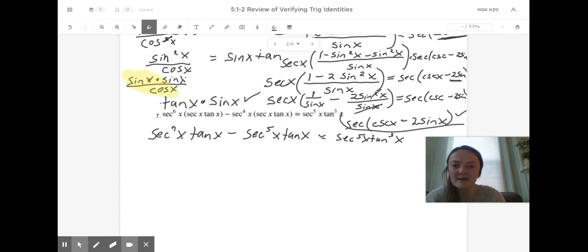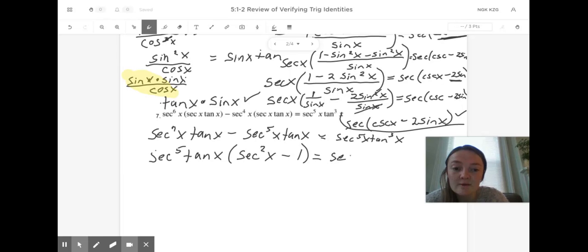All right, so I'm going to go back to the first time I learned about greatest common factor, and I'm going to find the greatest common factor in both of these terms. The greatest common factor that I'm seeing is secant to the 5th times tangent. So we're going to pull that out. And what's left on the inside is secant to the 5, 6, 7, secant squared x minus, okay, this one, the only thing that's left here is 1. And I want this to equal secant to the 5th x tangent cubed x.